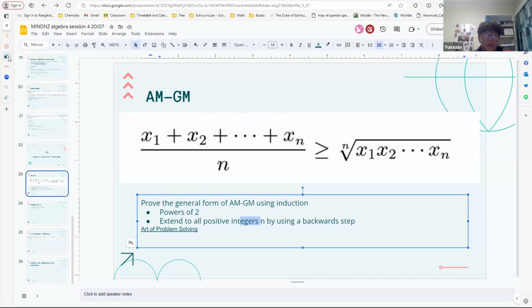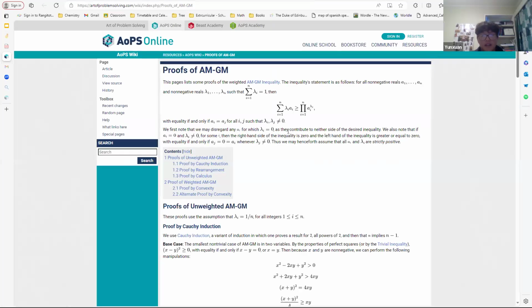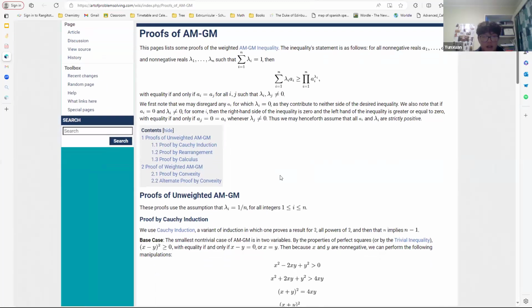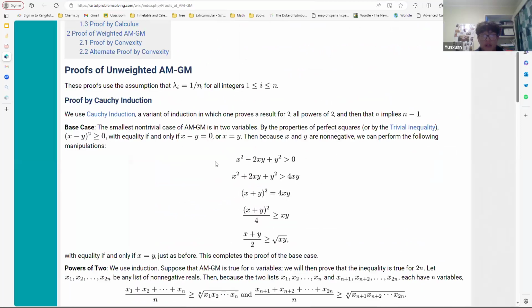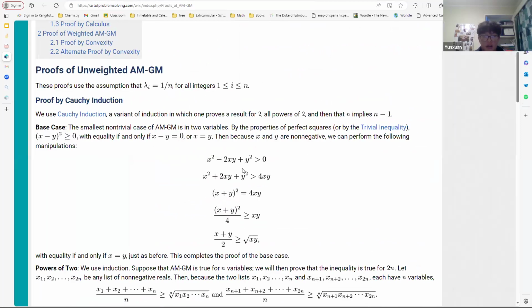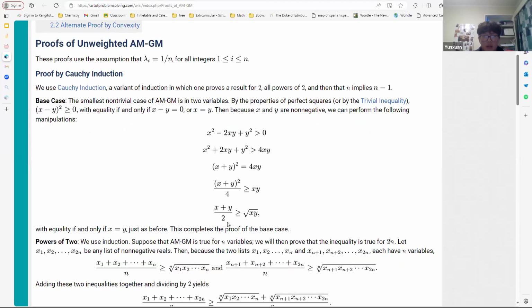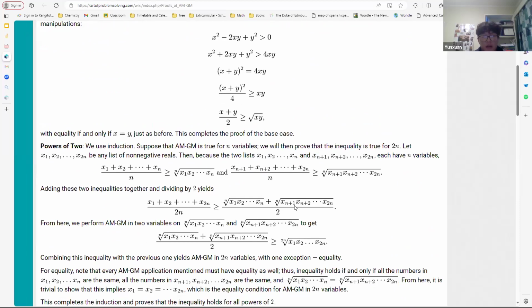Writing this on the slide would take too long, so I'll just go on the AOPS wiki. So before we proved the n equals 2 case, where we just use (x - y)^2, and then we get it must be larger than or equal to 0, to get (x + y)/2 is larger than or equal to the square root of xy.